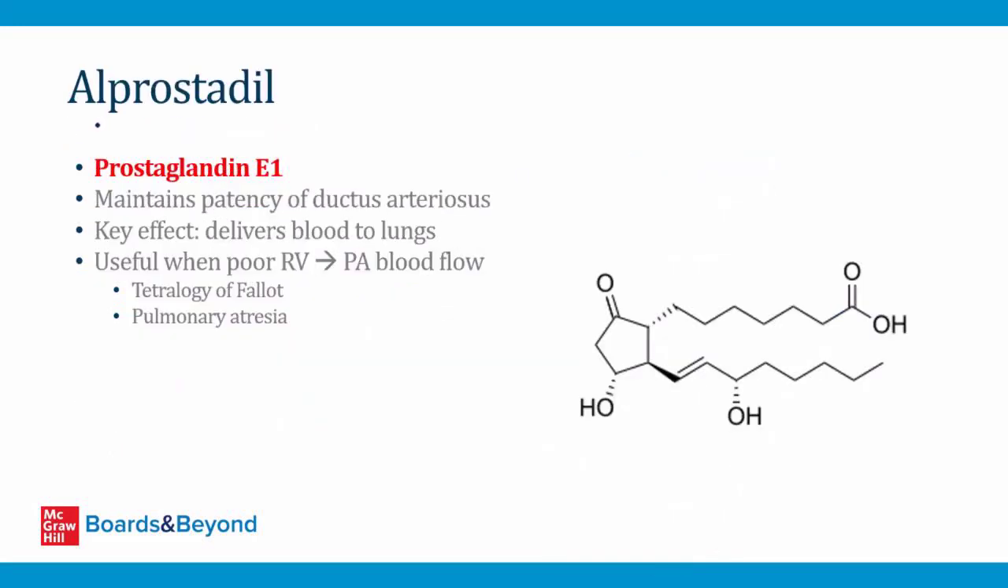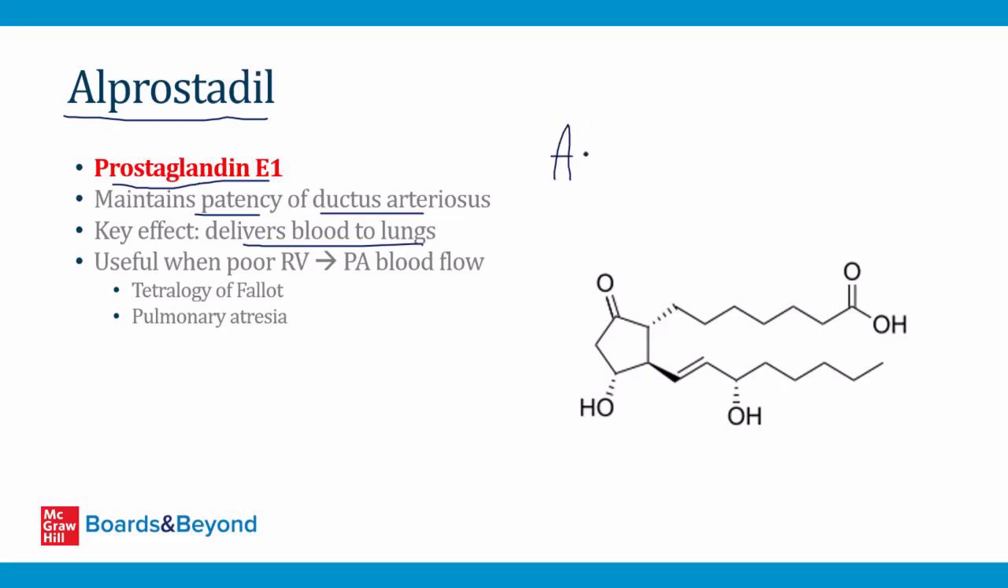Okay, another high-yield thing to know about PDAs is that there is a drug called alprostadil, which is prostaglandin E1, and this can be given to babies to maintain the patency of the ductus arteriosus. Now, why would you want to do this? Well, it turns out in certain forms of congenital heart disease, it's very hard for babies to get blood from the right ventricle into the pulmonary artery in the lungs. So by keeping the ductus arteriosus open, you can deliver more blood to the lungs.